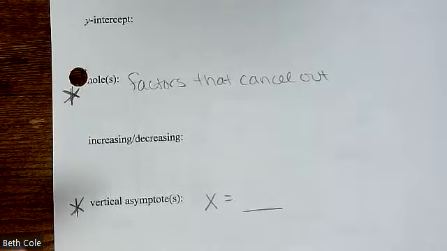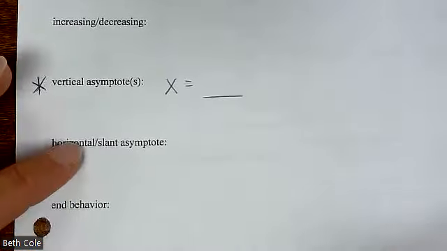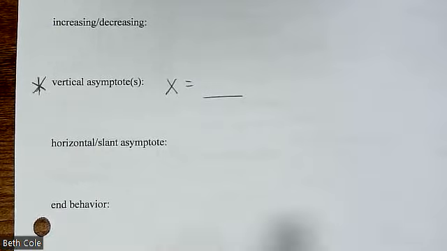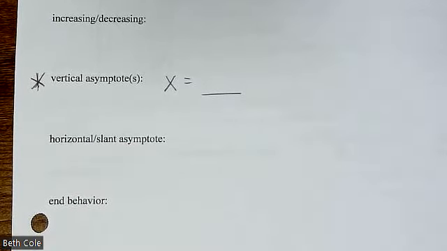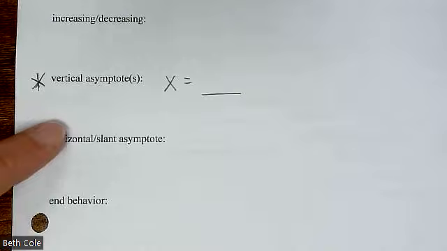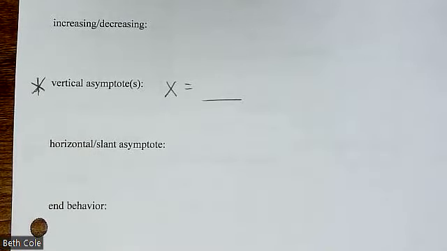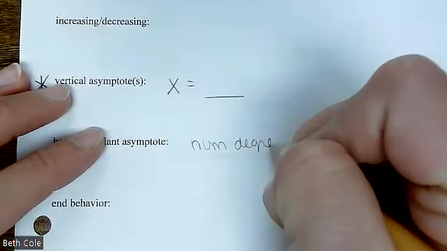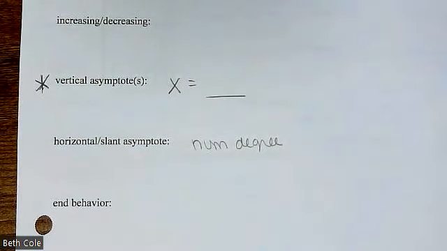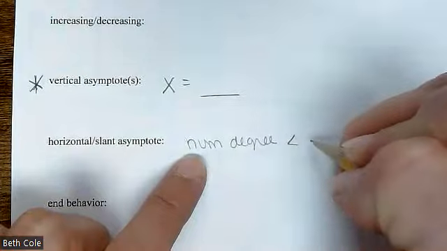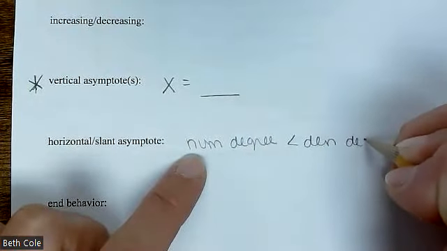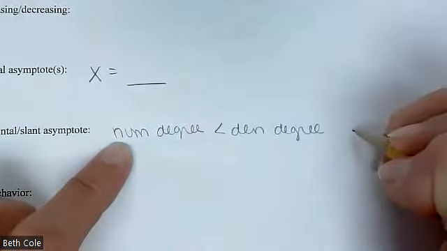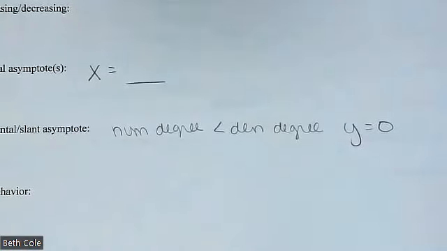Okay? Then we're going to go down here to horizontal or slant asymptote. All of this is review from last year, except for the slant asymptote. That's the new thing. And this is the tough characteristic because you have to do a comparison. If your numerator degree, and that's the highest power, I usually say that's who's in charge here. That's like, I would like to speak to the manager. It's like the biggest exponent. If your numerator degree is smaller than the denominator degree, then it is automatically y equals 0.